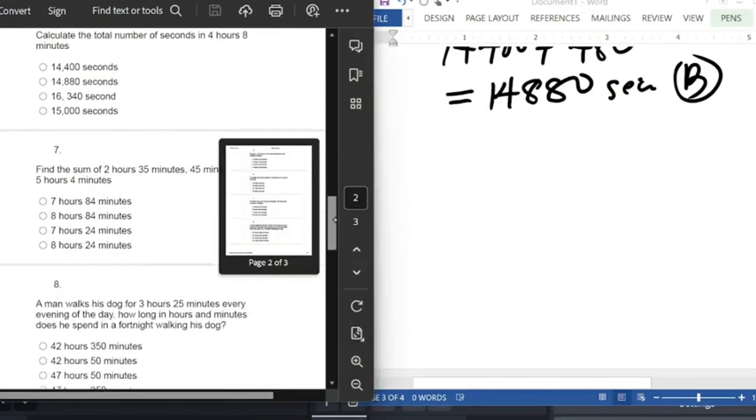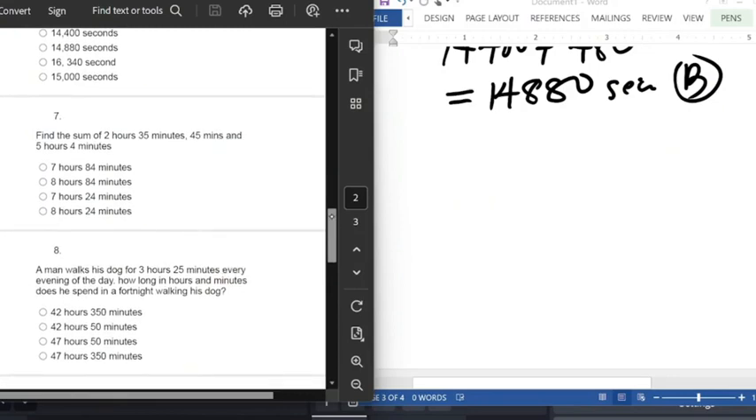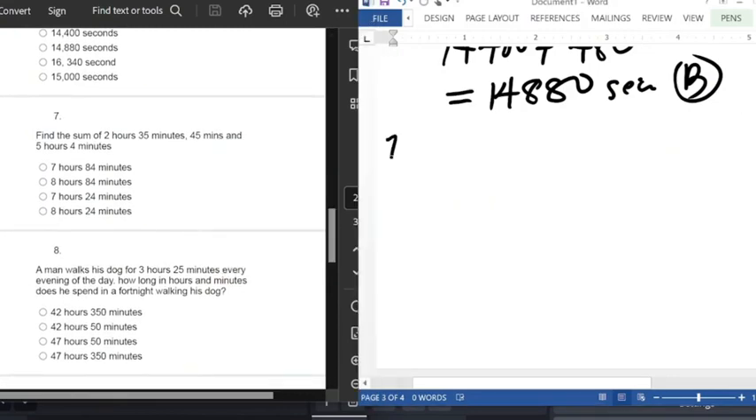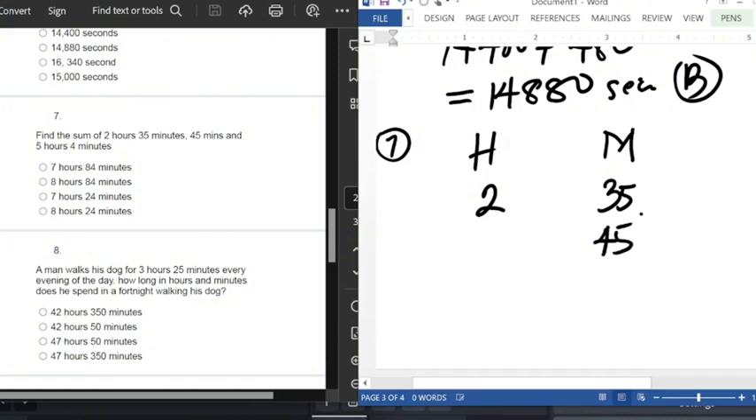Question 7. The question asks us to find the sum of 2 hours 35 minutes, 45 minutes, and 5 hours 4 minutes. So we're going to have the hours and the minutes columns, right? So we have 2 hours 35 minutes. Then we also have 45 minutes. Then we also have 5 hours 4 minutes. So we add everything here together.